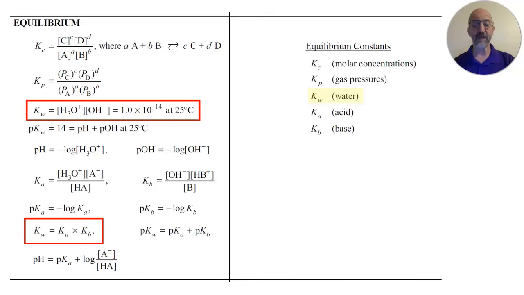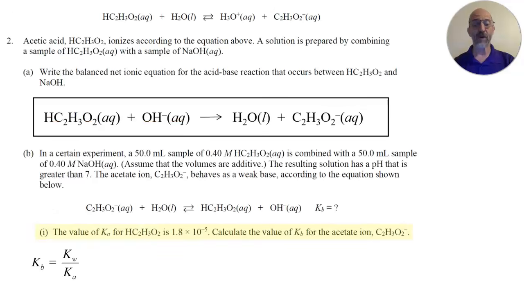So if Kw is equal to the product of Ka times Kb, then if we know Ka, we can solve for Kb. So the Kb is equal to the Kw divided by the Ka, and the Kw is 1.0 times 10 to the negative 14, and the Ka for acetic acid is 1.8 times 10 to the negative 5. So if I take my calculator and do 1 times 10 to the negative 14 divided by 1.8 times 10 to the negative 5, then I get the answer to the first part of part B.